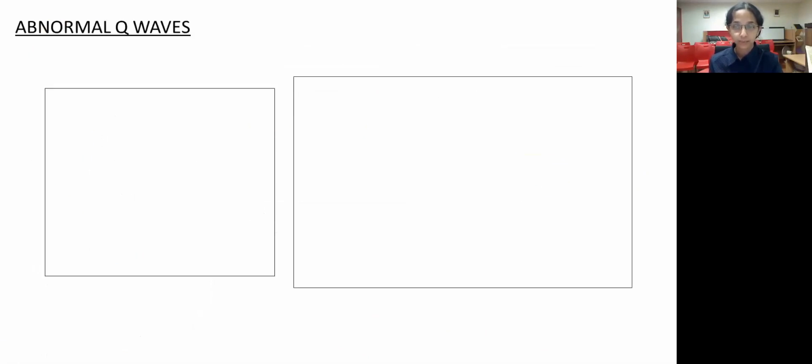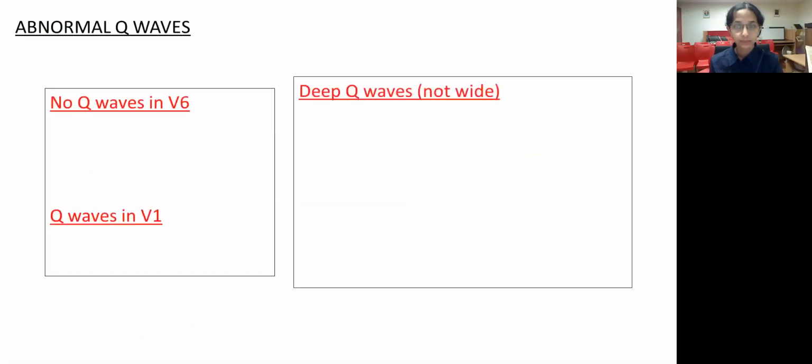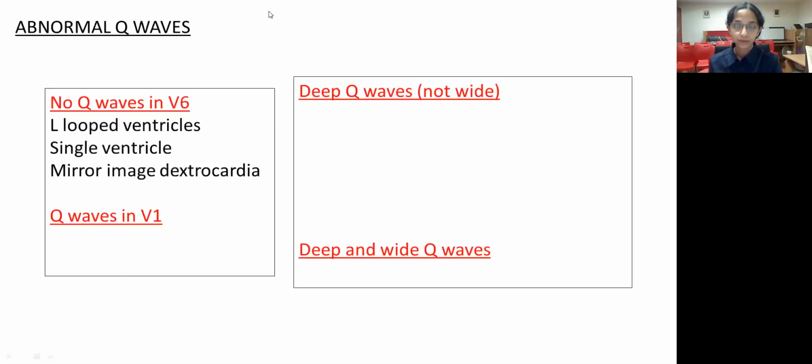So Q waves can be abnormal in two ways. One is that Q waves are not present in V5, V6, or you see Q waves in V1, or the Q waves are deeper, or the Q waves are deep and wide. So remember that if Q waves are not present in V5, V6, then what can it be? That means that your interventricular septum location is not normal.